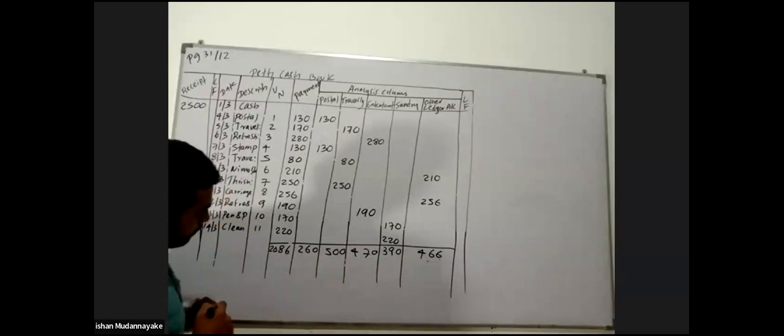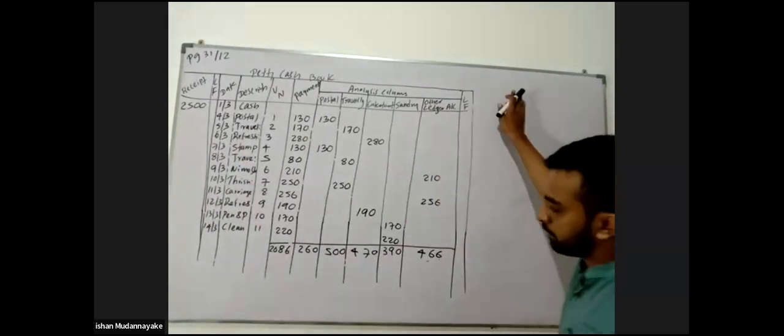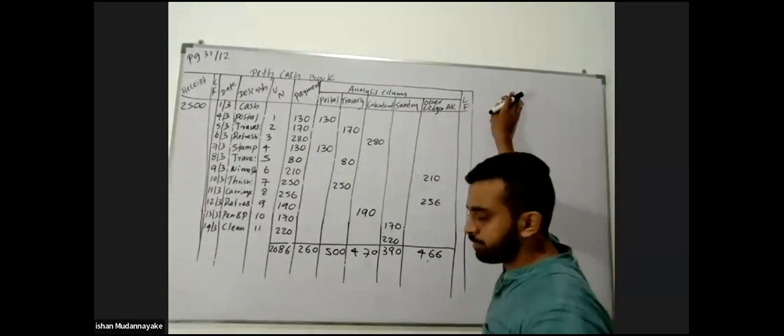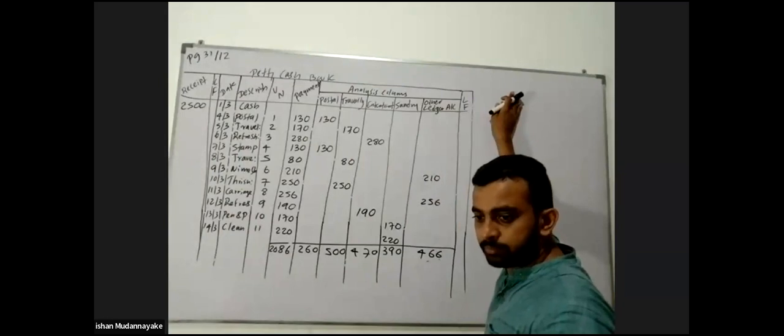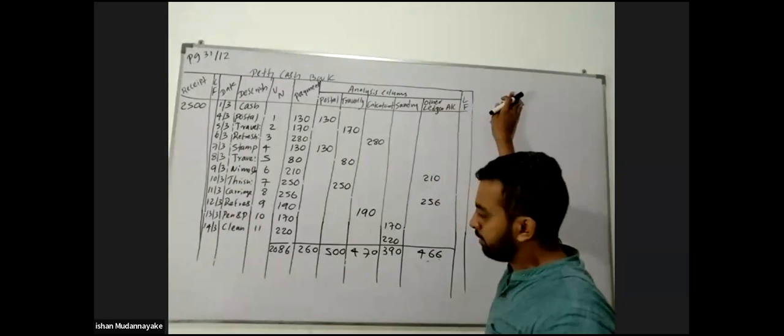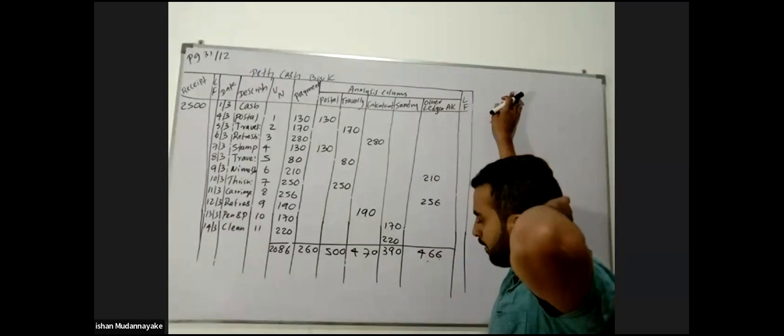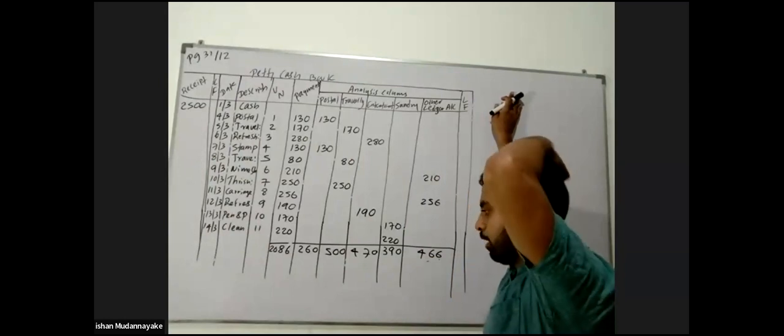$20,086. Is it correct? 2,086. Yes, sir. Right. Now we will look at how to balance out the petty cash book.